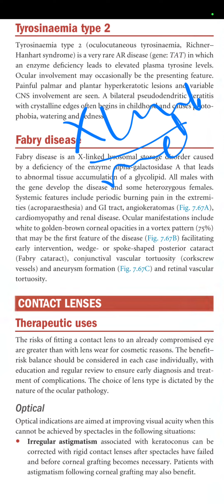Ocular manifestations include whorl-like golden brown corneal deposits in a vortex pattern, seen in 75%, that may be the first feature of the disease, facilitating early intervention. Wedge or spoke shaped posterior cataract, Fabry cataract, conjunctival vascular tortuosity, corkscrew vessels, and aneurysm formation, and retinal vascular tortuosity.